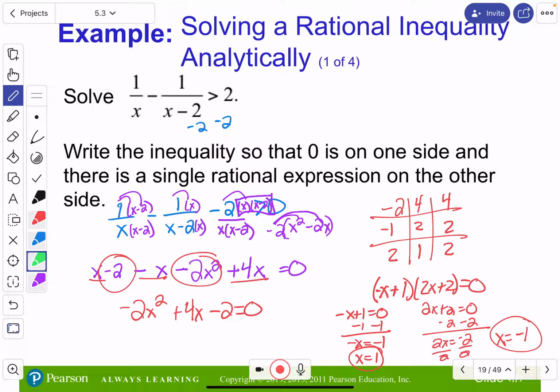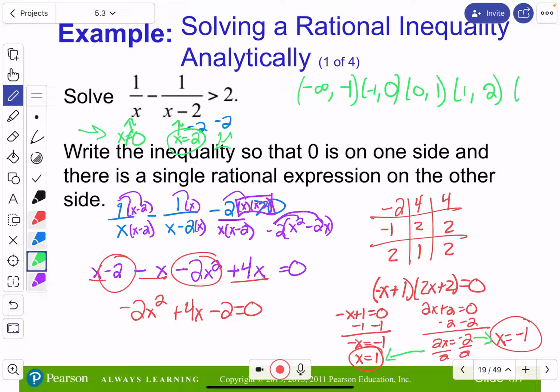Go back to the beginning. x can't be 0 because of this fraction. And x can't be 2 because of this fraction. So now we have our intervals. So our numbers, we have a negative 1, a 0, a 1, and a 2. Those are our solutions and our undefined values. So we would go negative infinity to negative 1, negative 1 to 0, 0 to 1, 1 to 2, and 2 to infinity. So now we have to test all these pieces.